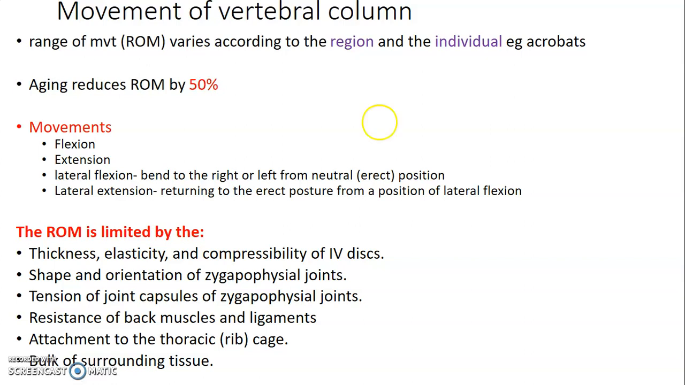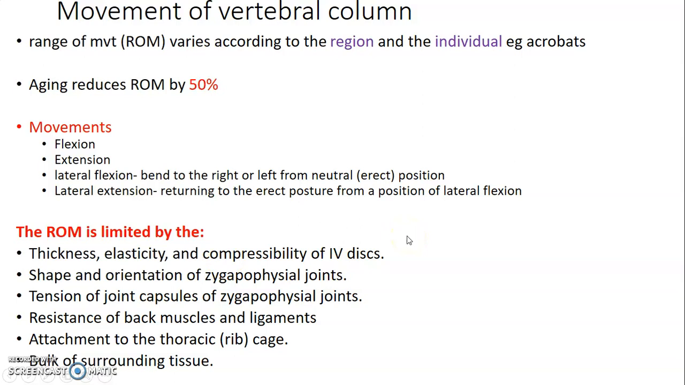So lateral flexion is when you bend to the right or to the left from a neutral position, while lateral extension is returning to the erect position from lateral flexion. So what limits range of movement of the vertebral column? Number one, the thickness, elasticity, and compressibility of the intervertebral disc.